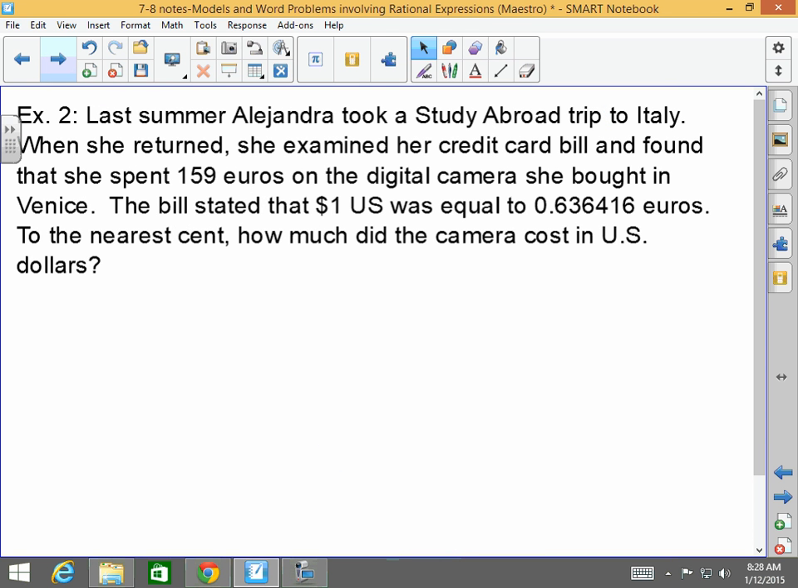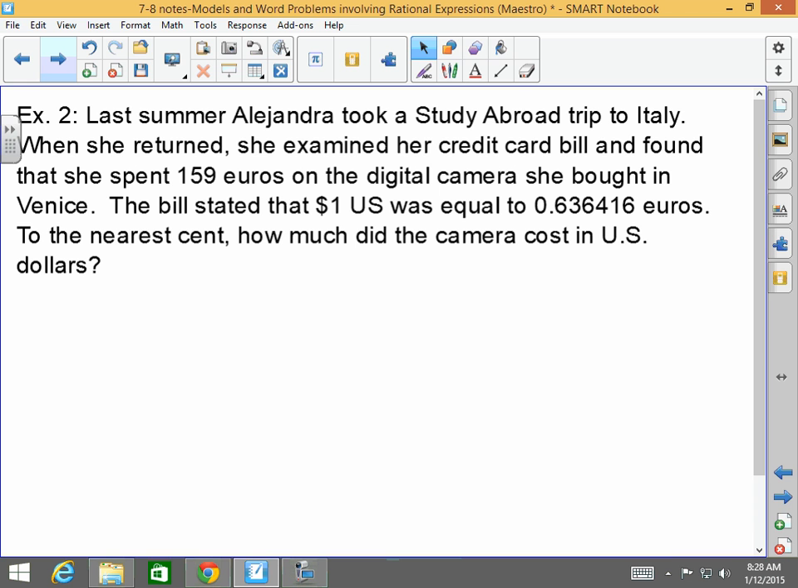Number 2, let's go ahead and put this now into words. Last summer, Alejandra took a study abroad trip to Italy. When she returned, she examined her credit card bill and found that she spent 159 euros on the digital camera she bought in Venice. The bill stated that $1 US dollar was equal to 0.636416 euros. To the nearest cent, how much did the camera cost in US dollars?